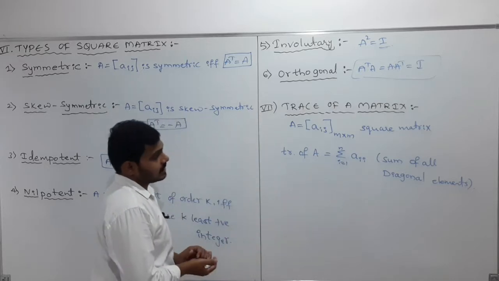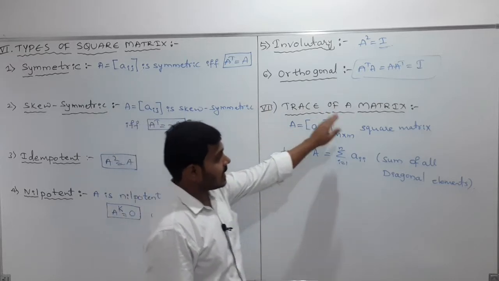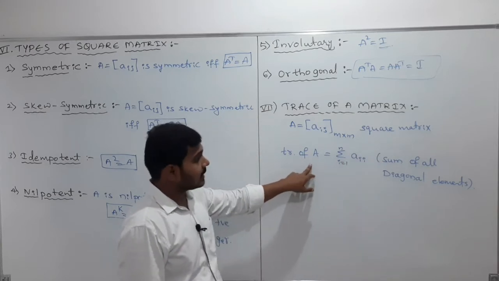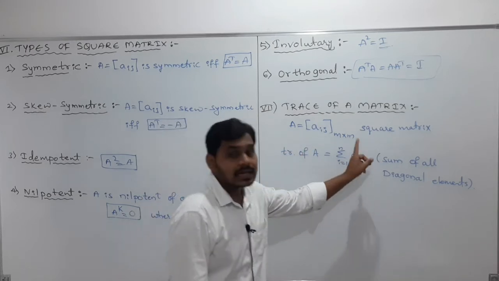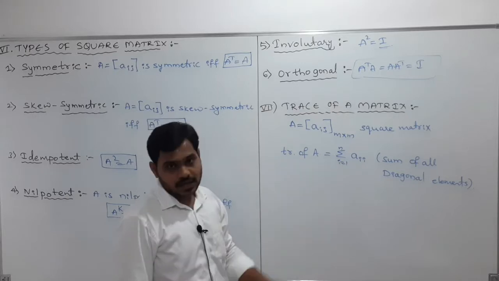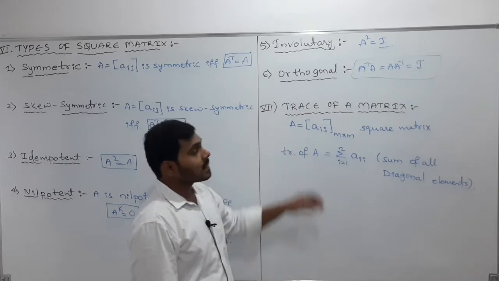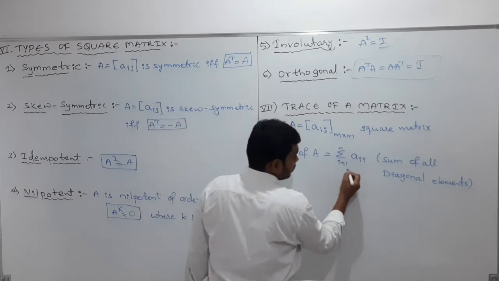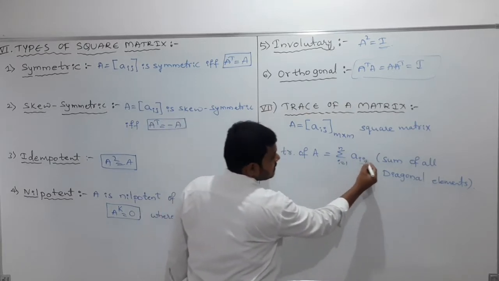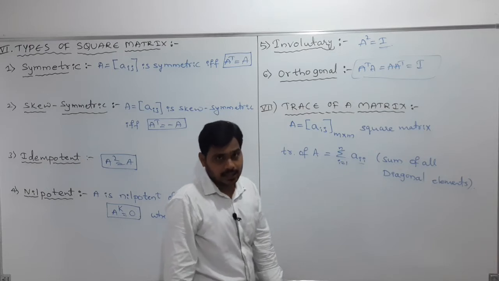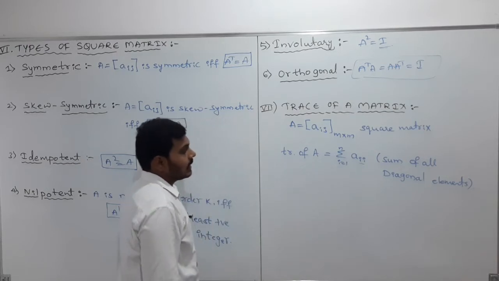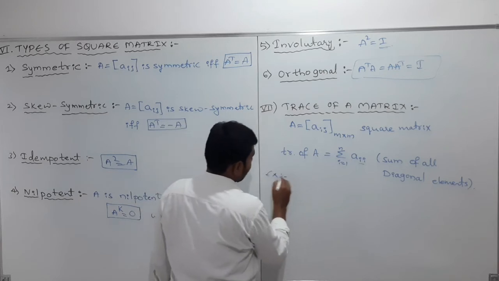Trace of a matrix means, again, if A is any square matrix, then trace of A is nothing but the sum of the diagonal elements. If you take the sum of the diagonal elements, then that will give you the trace of a matrix. Clear? So that's why I wrote here the summation of a_ii. a_ii means the diagonal elements. If you take the sum of the diagonal elements, then that is nothing but trace of A.